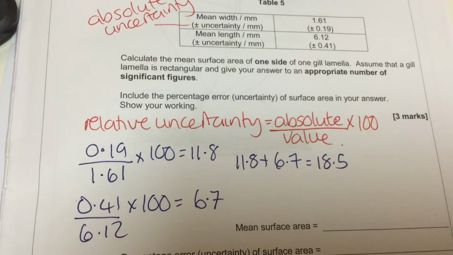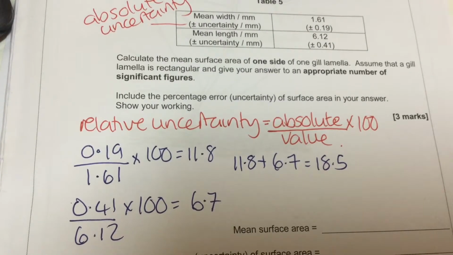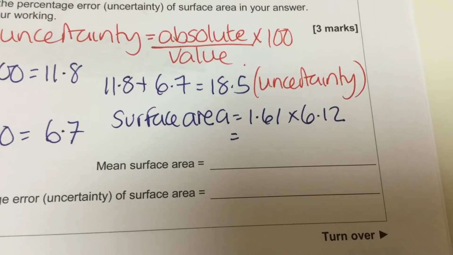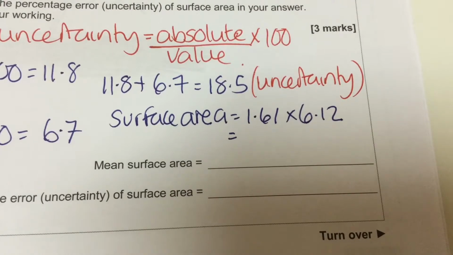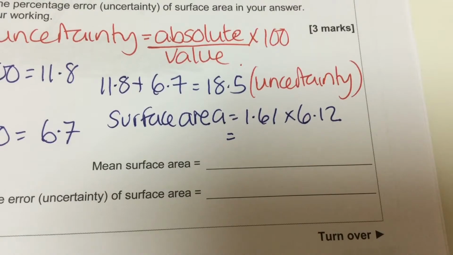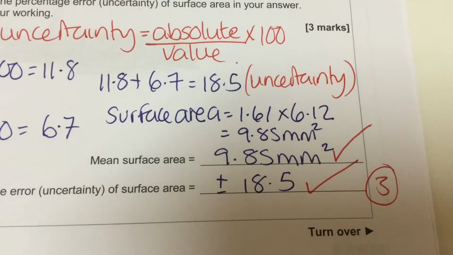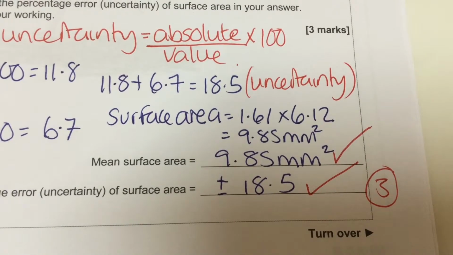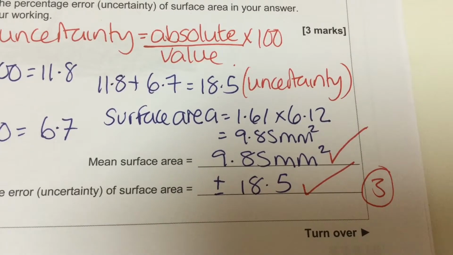The question asks us to calculate the mean surface area of one side of one gill lamellae. Now, it's given us the measurements there, and so all we need to do to find the surface area is times 1.61 by 6.12. And that's going to give us our surface area of 9.85 millimetres squared. And they haven't given us the units here, so we need to make sure that we put the units in to get the mark. We also need to add together the two uncertainties from the two measurements that we had. So when we add 11.8 and 6.7, we get plus or minus 18.5.